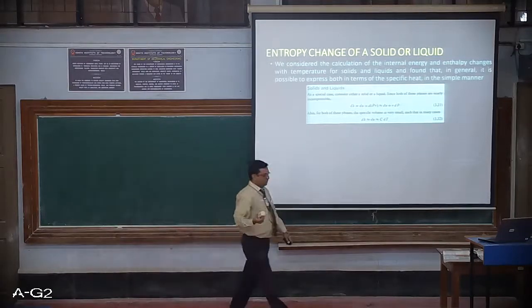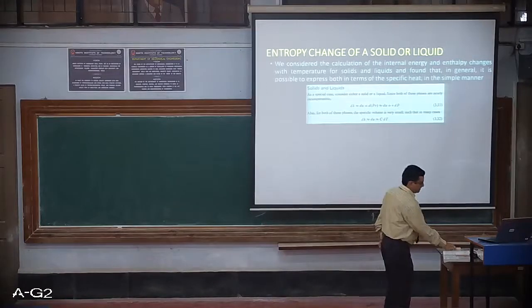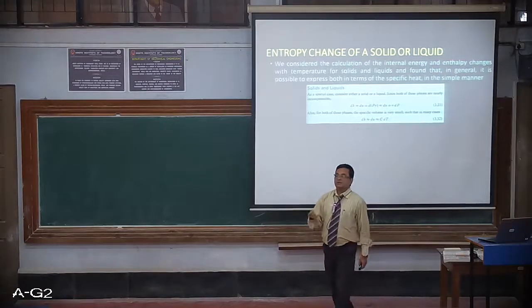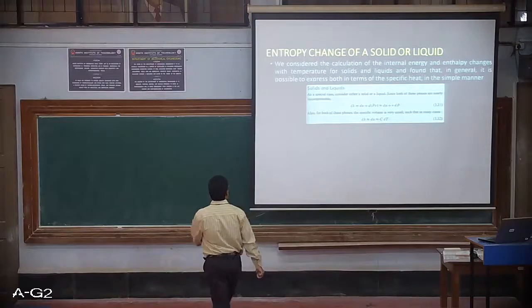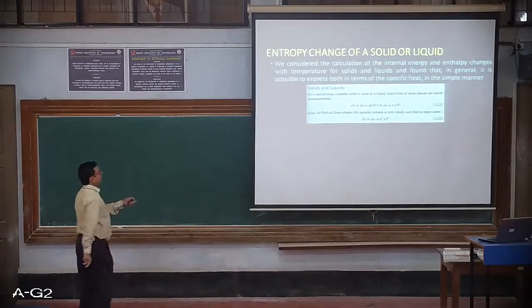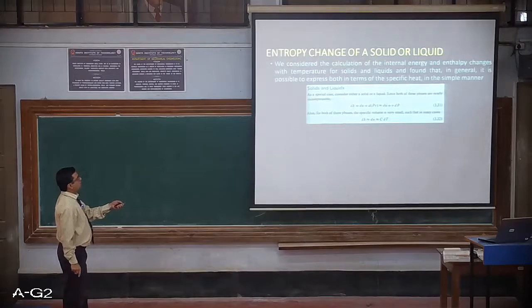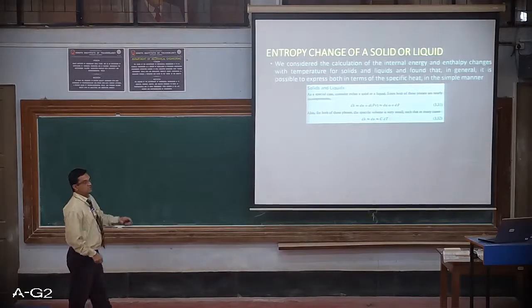The constant volume or constant pressure specific heat doesn't matter when it comes to solids and liquids. So that is the emphasis here. The change in enthalpy, dH, is equal to dU plus d(PV). How has this equation come?